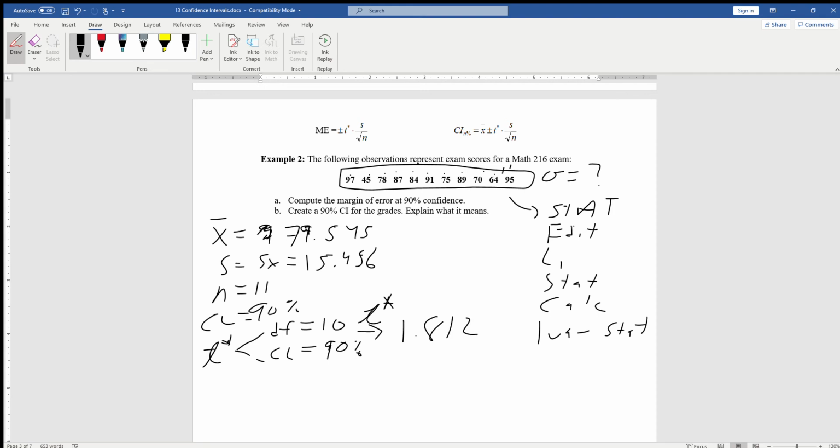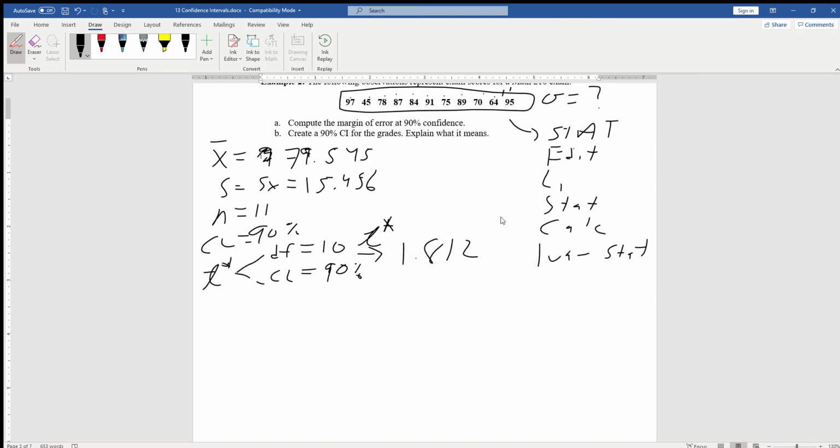This is a really good example of something that somebody would do in real life. If they just collect raw samples, they want to predict what the true mean is with a specific level of confidence. So now let's figure out what the margin of error is and then figure out what the 90% confidence interval is.